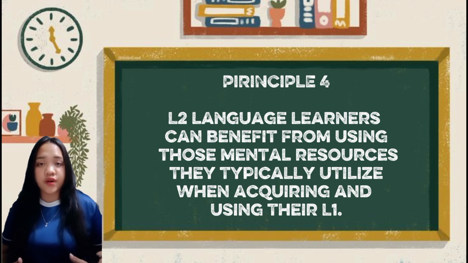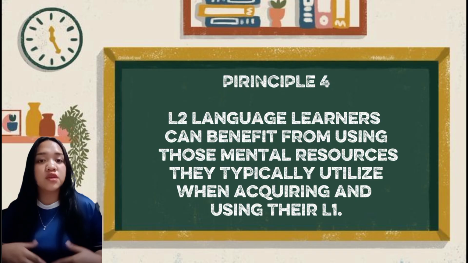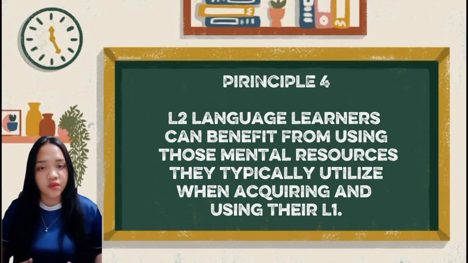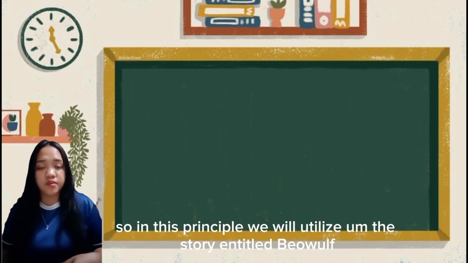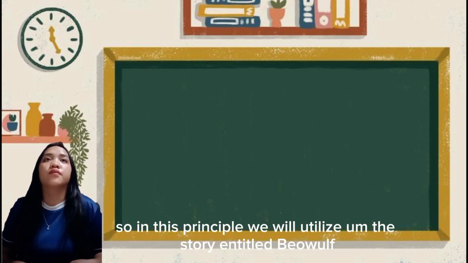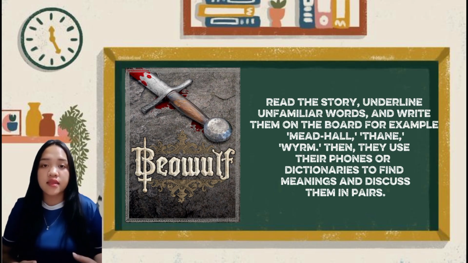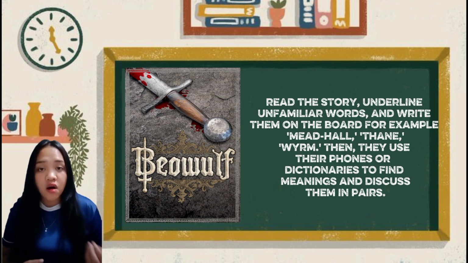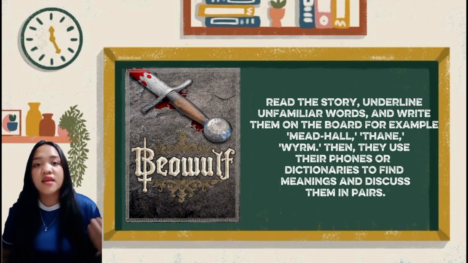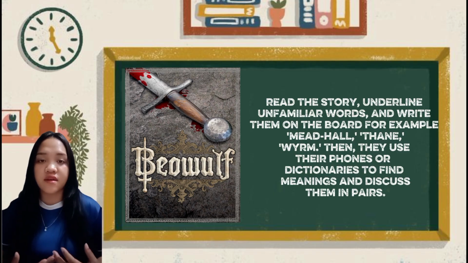So in Principle 4, the L2 language learners can benefit from using those mental resources they typically utilize when acquiring and using their L1 or first language. In this principle, we will utilize the story entitled Beowulf, and students read the story and underline unfamiliar words from the story and write them on the board, for example, Mead Hall, Thane, Wyrm. Then they use their phones or dictionaries to find meanings and discuss them in pairs.